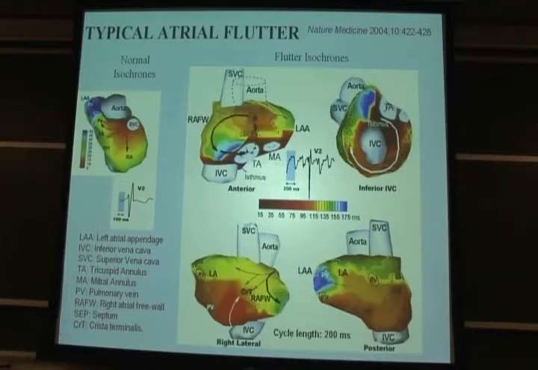For example, there is one major one that goes around the IVC, comes up, and collides with other wavelets that are emanated from the major rotor or the major reentry pathway. And then it continues to go all the way to the left atrial appendage. So here is a non-invasive image of the electrical activity of this abnormal rhythm.